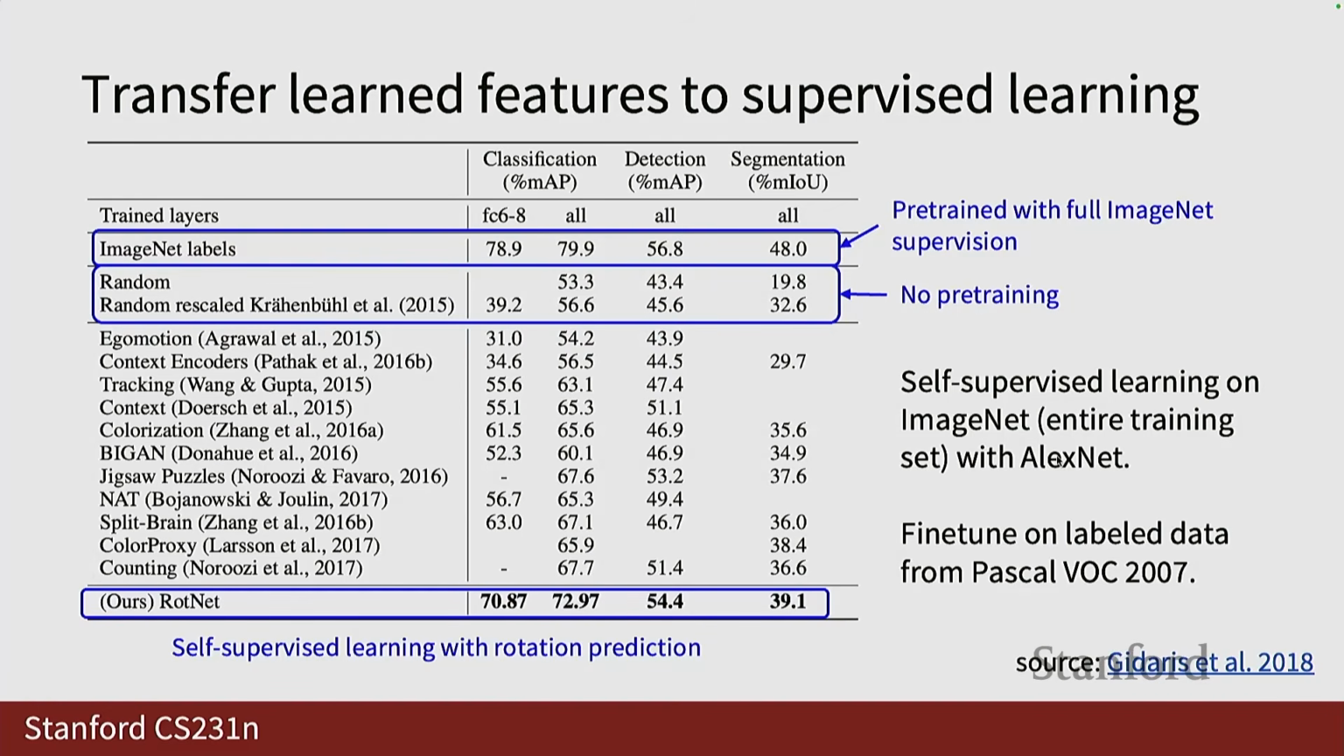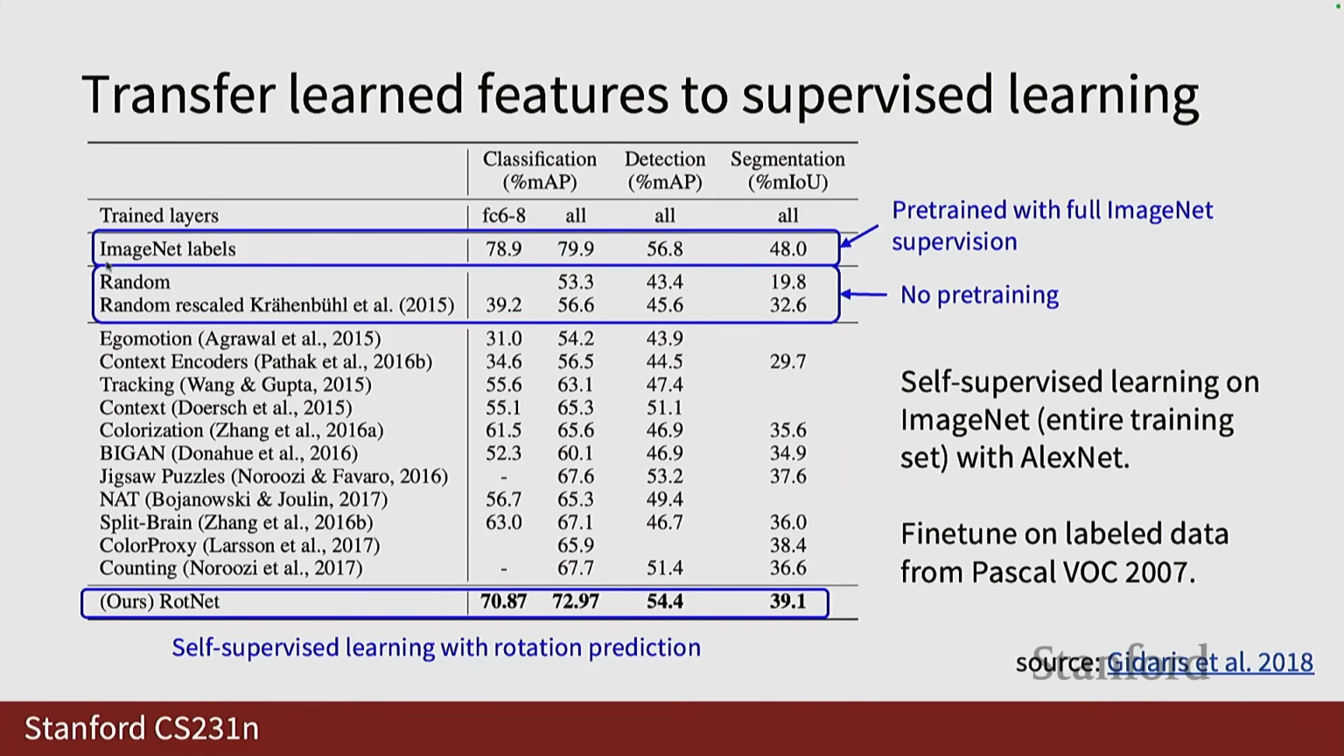They've also done some experiments on the Pascal VOC 2007 dataset, which involves a number of tasks, including classification, detection, and segmentation. For all these three sets of tasks, they've used different setups of training just a few fully connected layers or all of the layers for the classification, detection, and segmentation tasks.